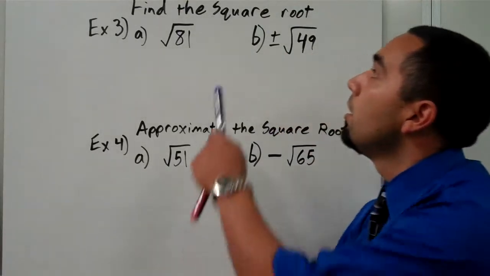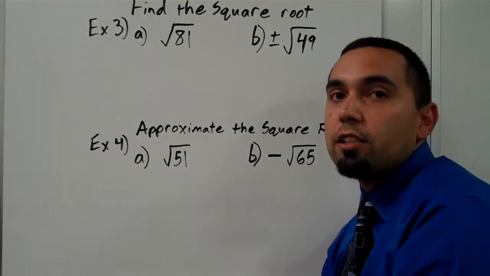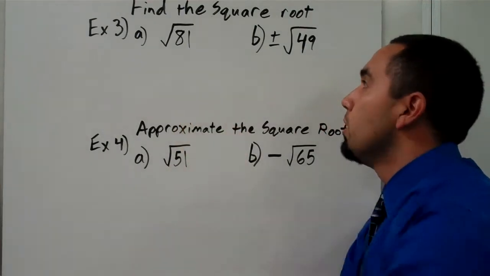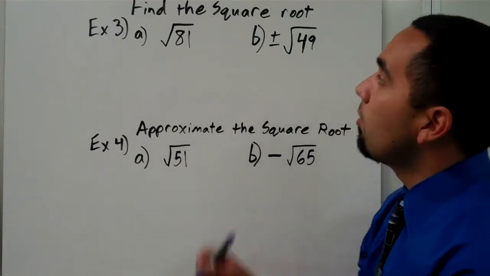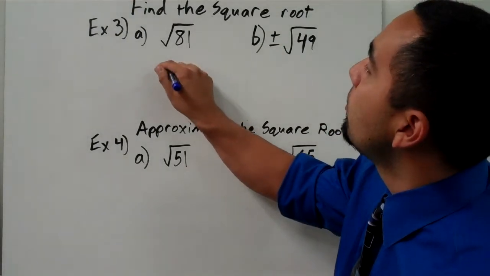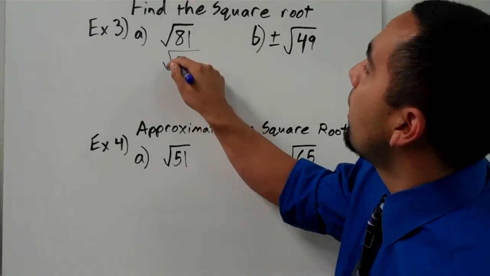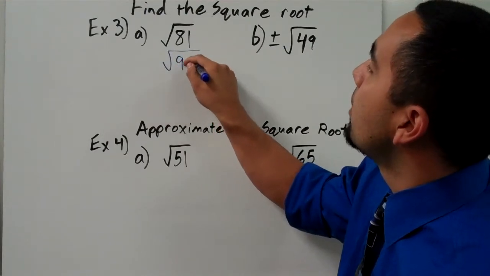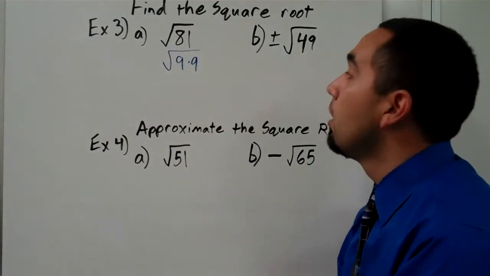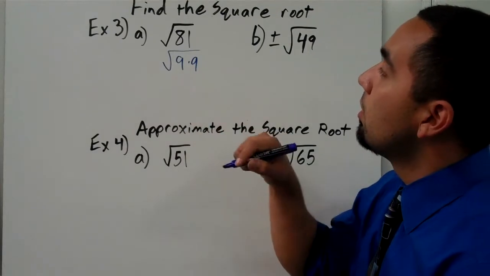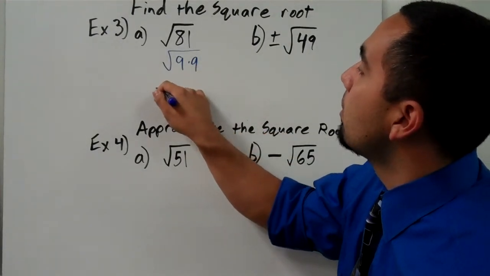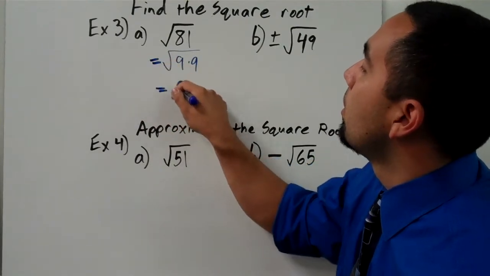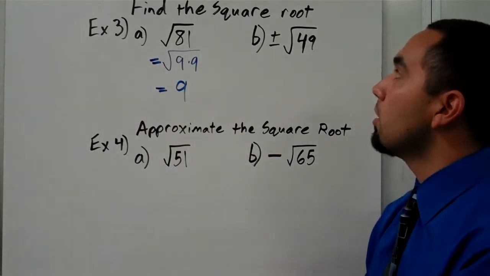Example number 3. Again, you're going to be asked to find the square root, and we just have real simple ones here. We have the square root of 81, and again, we want to be thinking what number times itself. Well, I know that 9 times 9 gives me 81, and that is exactly what times itself equals 81. So I get 9 for that one, okay?